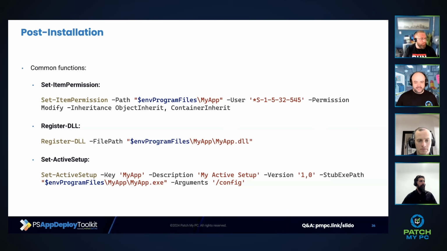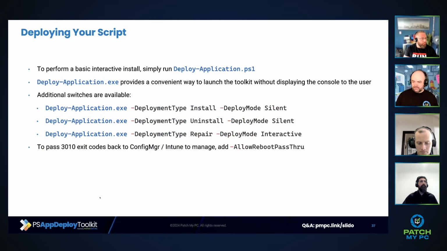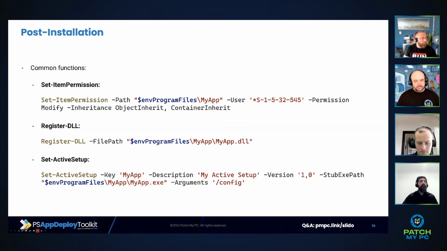You can register a DLL and set active setup, as I mentioned earlier. So you give it the key, which will be the registry key that it logs it underneath. Description and the version. These active setups, for some reason, use a comma instead of a dot for the versions. And you give it the executable path and the arguments to run for each user.